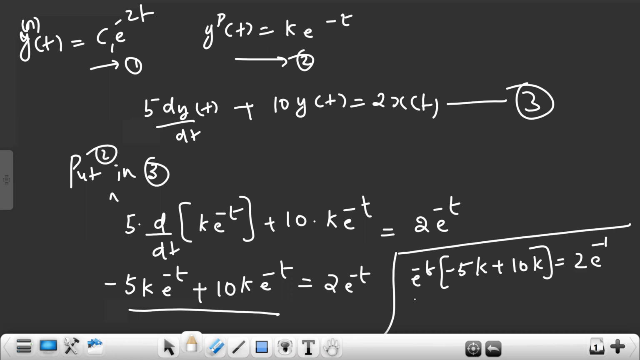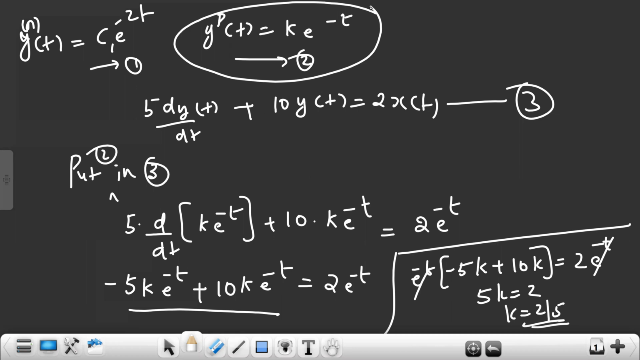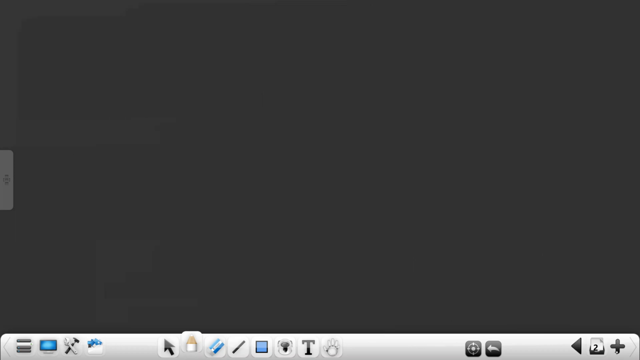So, e to the power minus t gets cancelled from both the sides. So 10k minus 5k is 5k equal to 2. So k is equal to 2 by 5. So this is the value of k. After finding the value of k, what will you do? You can substitute the value of k in this equation and rewrite your particular solution. So your particular solution y p of t will become k e to the power minus t, that is equal to 2 by 5 e to the power minus t.